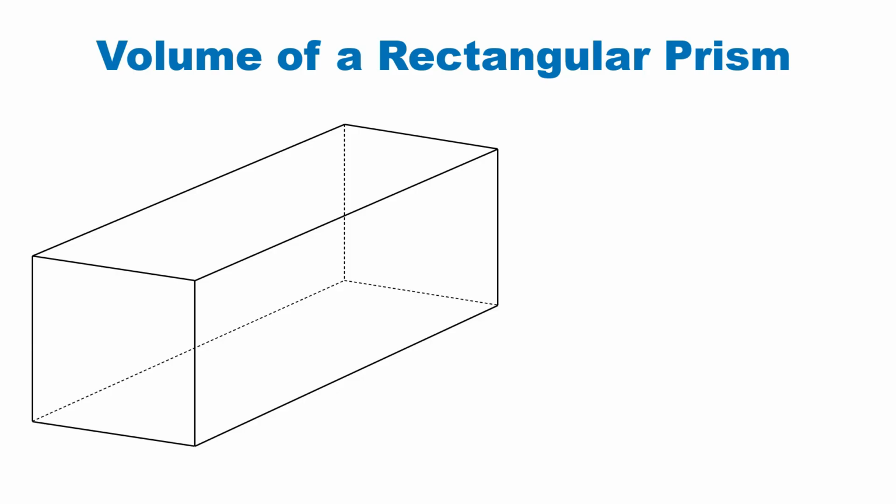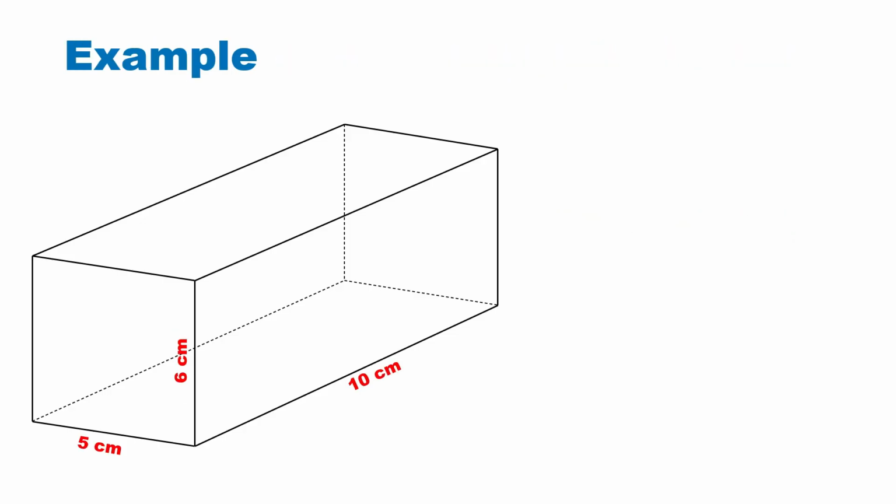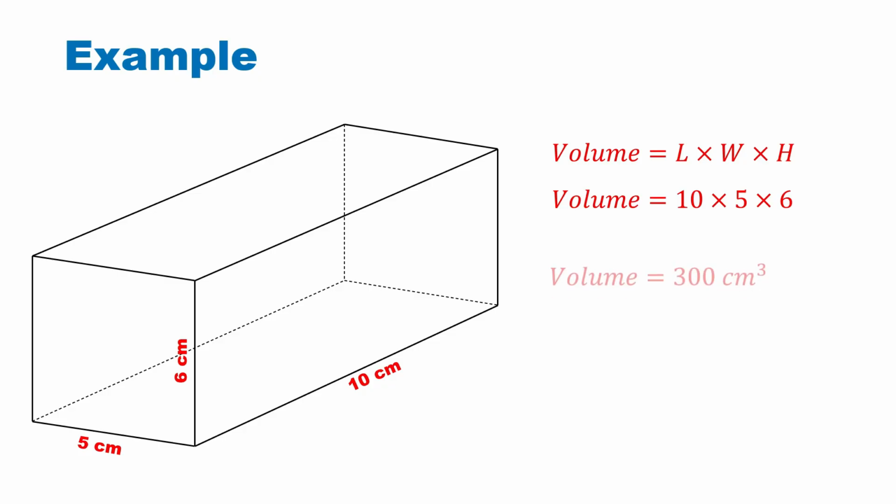We have length, width, and height, which are perpendicular to each other. Hence our volume is simply L times W times H. For example, we are given this rectangular prism, and the volume is equal to L times W times H, which is equal to 10 times 5 times 6, which is equal to 300 cubic centimeters.